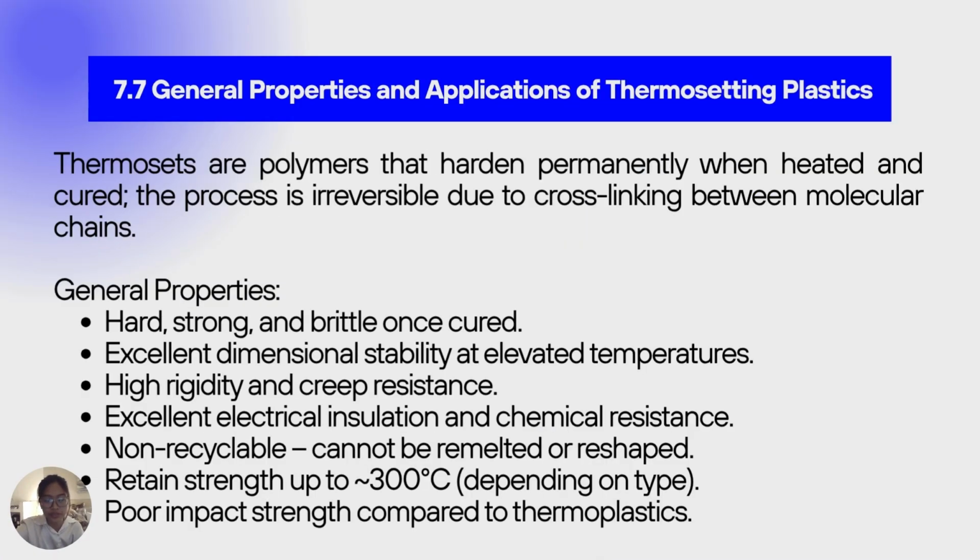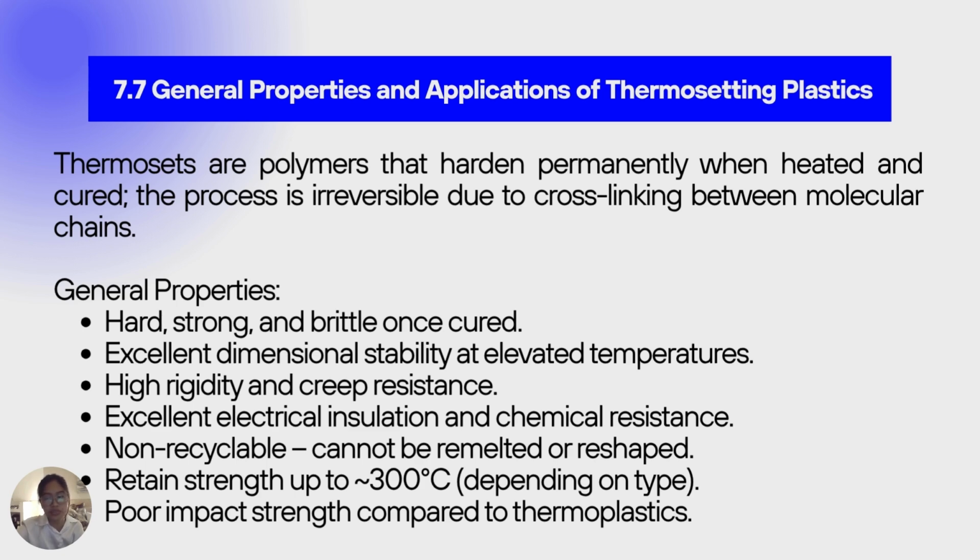Thermosetting plastics behave quite differently from thermoplastics. While thermoplastics soften repeatedly when heated and can be reshaped, thermosets undergo a permanent chemical reaction during their initial curing. Let's look more closely at their key properties. First, permanently hard and rigid. Once a thermoset is formed and cured, its molecular chains are locked together through extensive cross-linking. These covalent bonds form a three-dimensional network, giving the material its characteristic stiffness and hardness. Because of this cross-linked structure, thermosets maintain their shape even at elevated temperatures. They don't soften like thermoplastics.